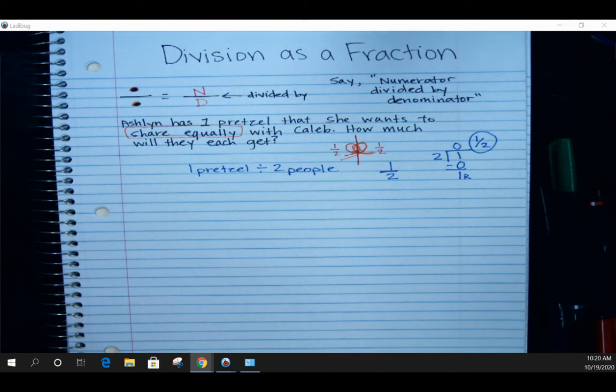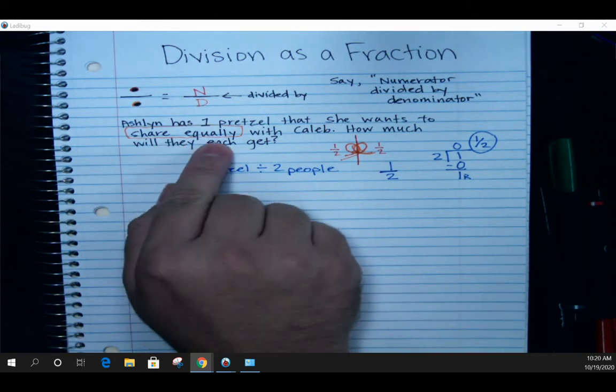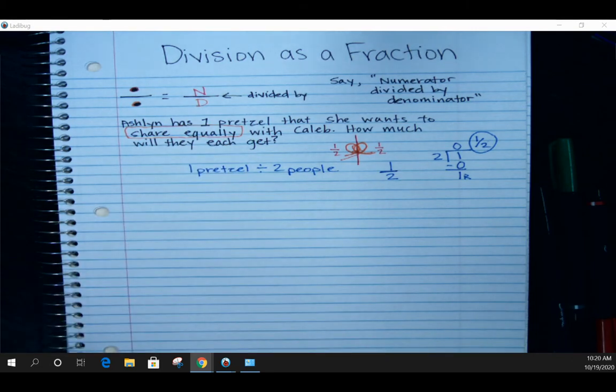Are there any questions about that? We're cutting it equally in half. That's the key word. Share equally. I'm not trying to get into the art of cutting a pretzel to make it equal. Okay?